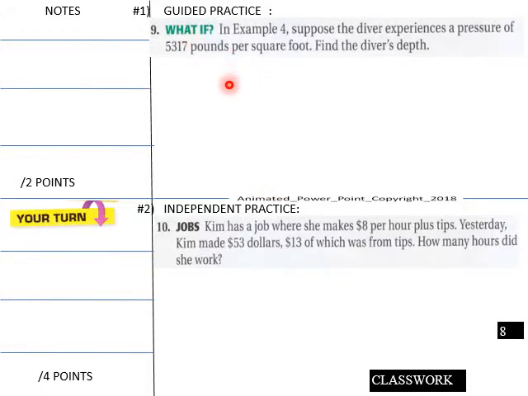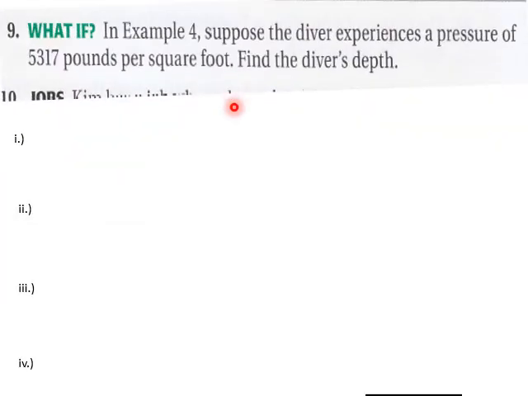Let's go into a guided now. And we have what if, in example 4, suppose the diver experiences a pressure of 5,317 pounds per square foot. So find the diver's depth. So that's our guided. And then your independent is here, students. How many hours did you work? So figure it out. Anyway, we're going to do it right now.